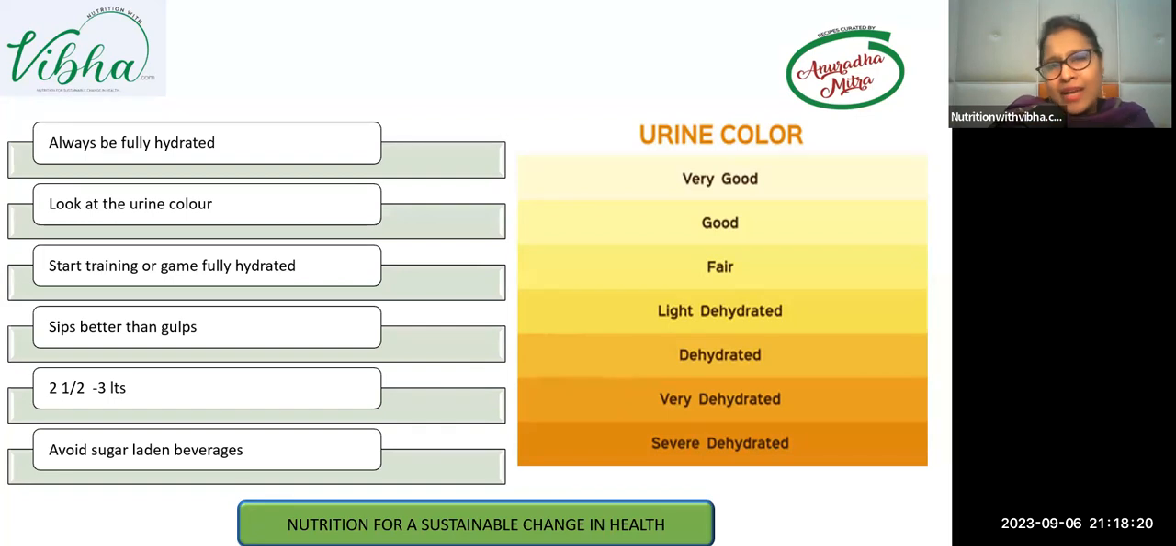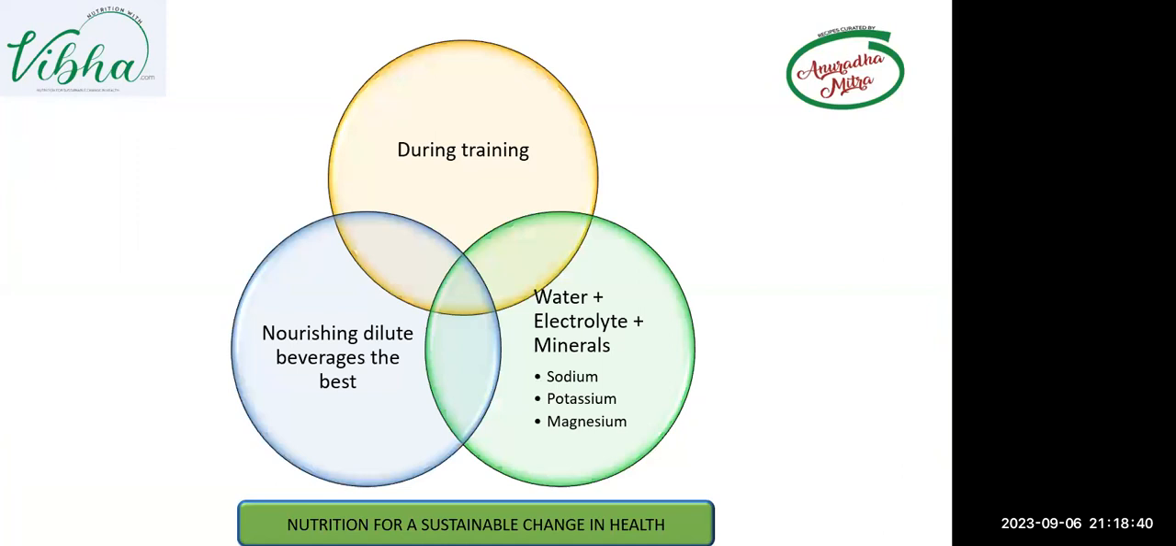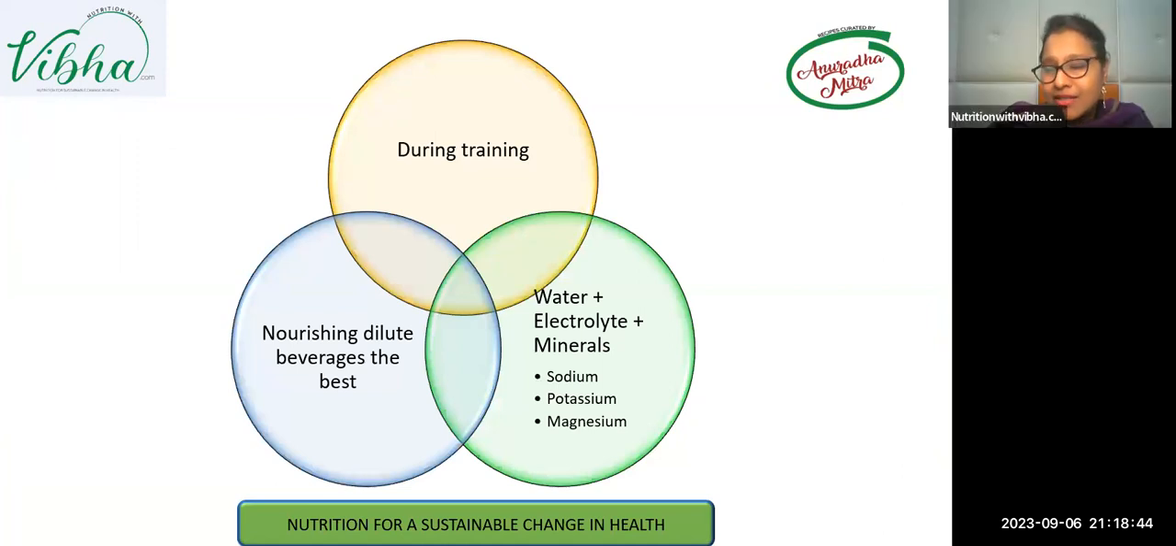There can be calories, yes, but some beverages like buttermilk are great, coconut water is great, light panna is great. These are some of the things we can make at home. Everything doesn't have to be bought, everything doesn't have to be commercial. Certain things from home are absolutely fine to maintain the hydration status. So nourishing dilute beverages are the best.